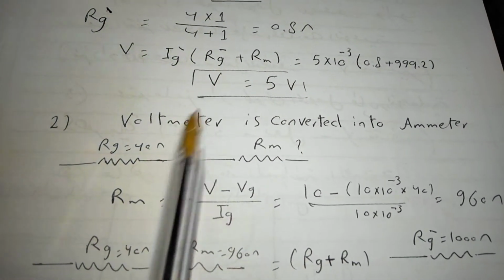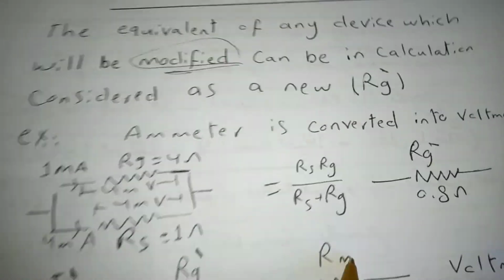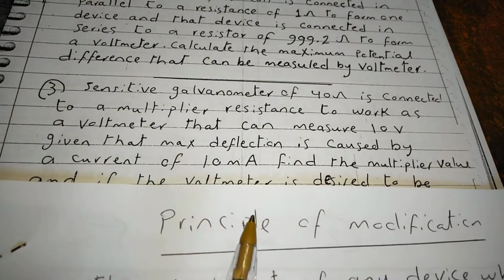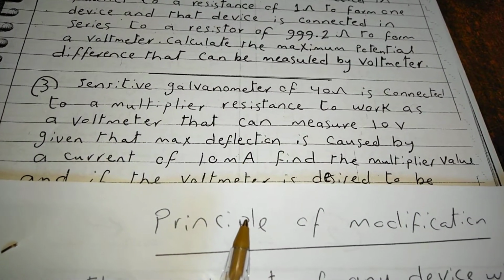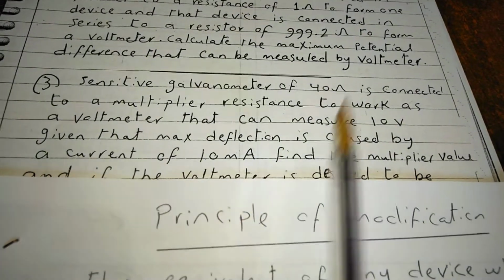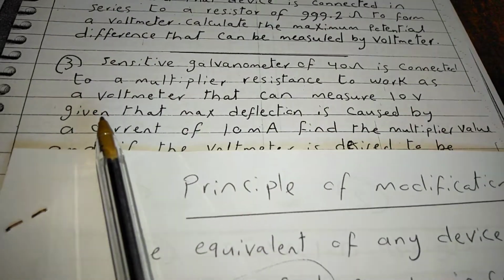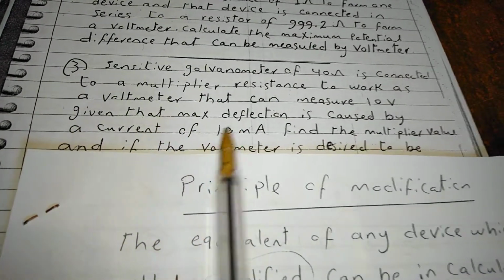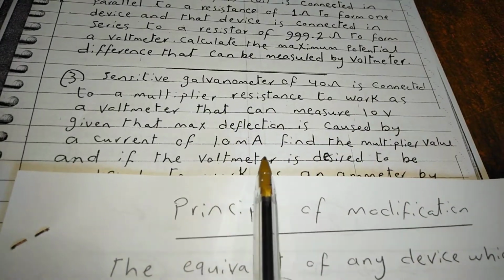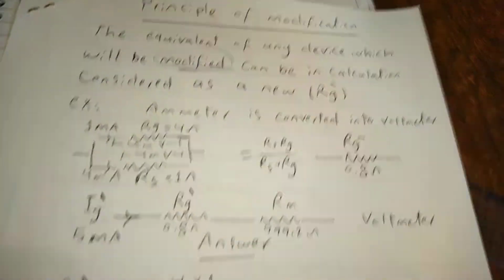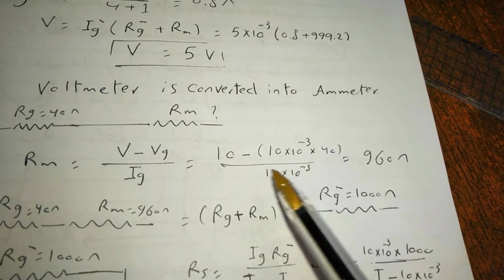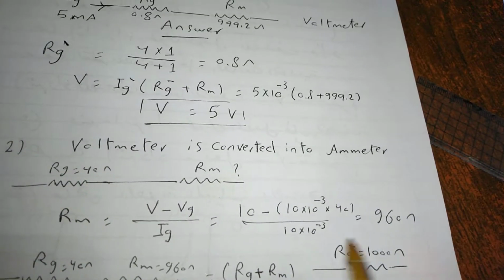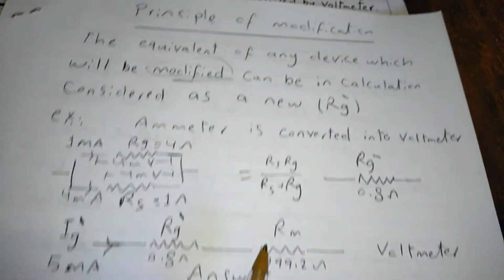We have to read another example. A sensitive galvanometer of 40 ohm is connected to a multiplier resistance to work as a voltmeter that can measure 10 volt. It is an ordinary problem. Given that maximum deflection is caused by a current of 10 milliamp, find the multiplier value. This is very simple; we have to calculate Rm here, and this isn't a problem.